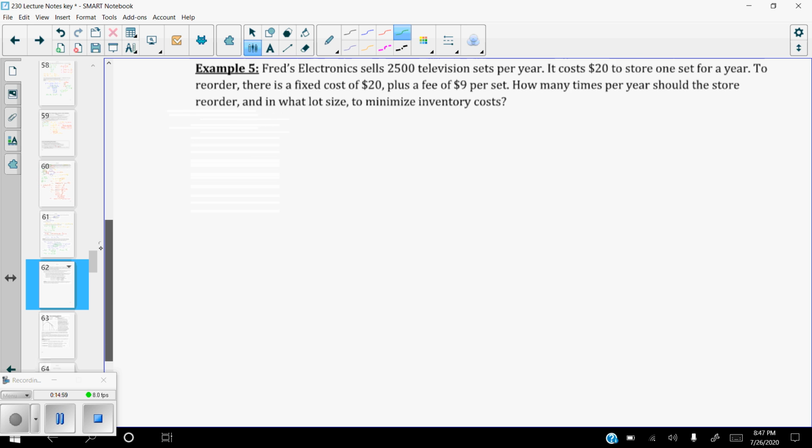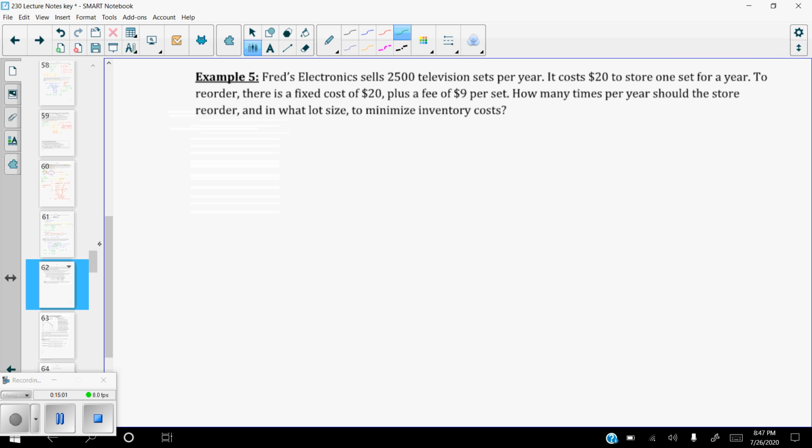If you've got to keep going back and forth between all this, that's fine. Okay, so Fred's Electronics sells 2,500 television sets per year. It costs $20 to store one set for a year. To reorder, there is a fixed cost of $20 plus a fee of $9 per set. How many times per year should the store reorder, and in what lot size, to minimize the inventory costs? Because obviously you want to keep your inventory costs down.